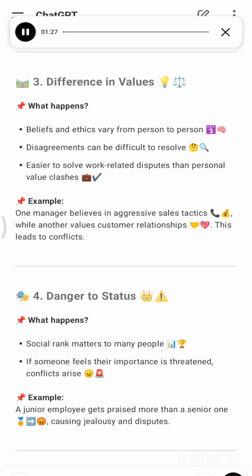4. Danger to status. What happens? Social rank matters to many people. If someone feels their importance is threatened, conflicts arise. Example: a junior employee gets praised more than a senior one, causing jealousy and disputes.